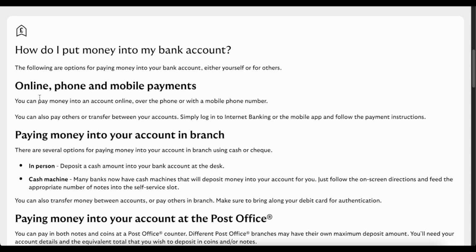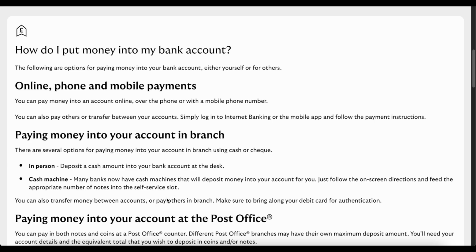Another way you can transfer money in is, the good thing about Lloyds is obviously the branches. So if you head into your local branch, you'll be able to deposit money into your account from the Lloyds help desk. And on top of that, you can also pay in at cash machines, as many banks have cash machines that will deposit money into your account for you. Obviously, just follow the on-screen directions and feed the appropriate number of notes into the self-service slot.